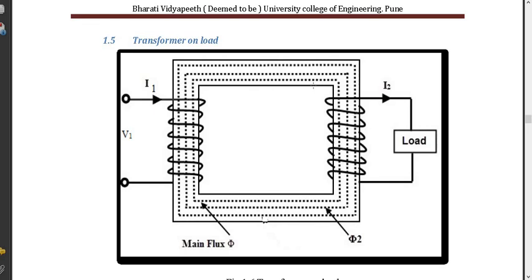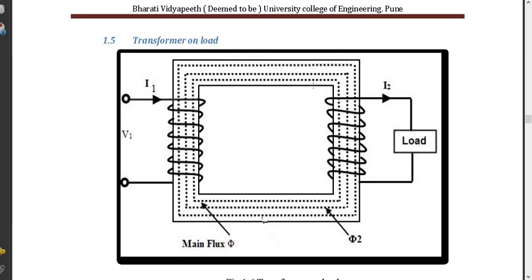So to nullify this N2 I2, some more current is drawn from the primary. This is actually from the primary, but it is induced because of the secondary, so it is called the secondary reflected current, I1 dash. So N1 I1 dash is equal to N2 I2. Another way to put it: to compensate for N2 I2, it is N1 I1 dash.